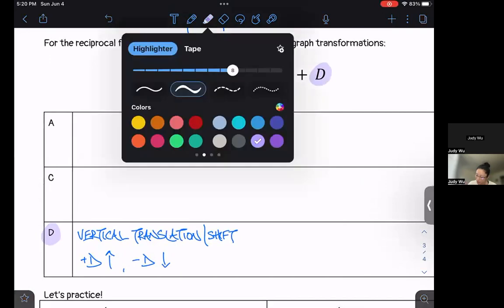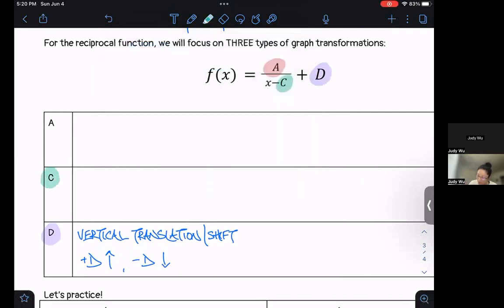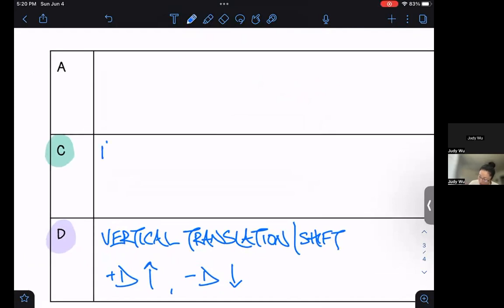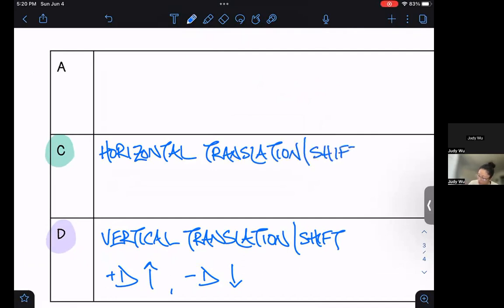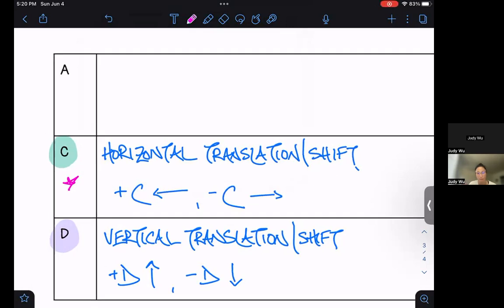Working our way backwards, our C does something similar, except instead of a vertical translation, it is a horizontal translation, or we can also say a horizontal shift. Now, the horizontal stuff is the one that's sort of confusing. If I see a plus C in the equation, it actually moves to the left. And if I see a minus C in the equation, it actually moves to the right. Maybe we put a pink star next to this, because we just have to be really careful about that.